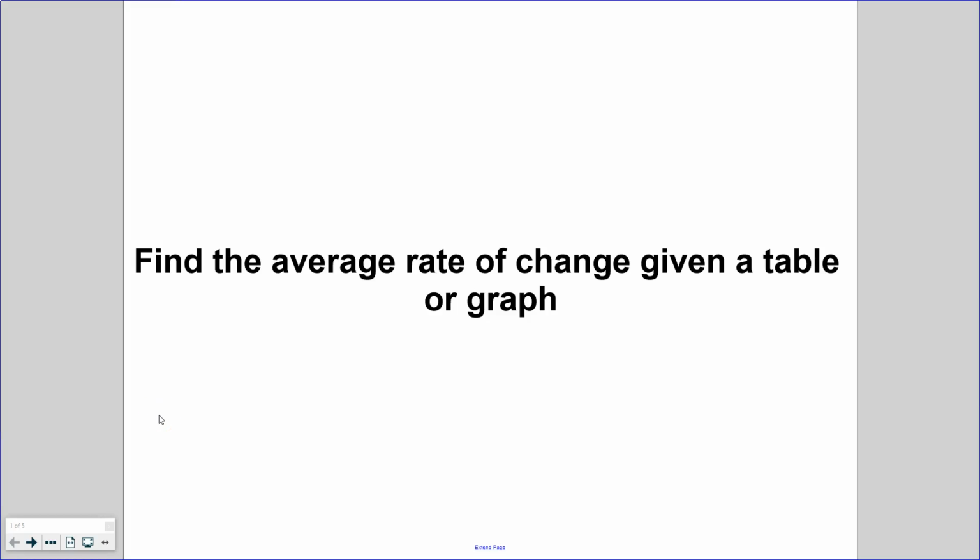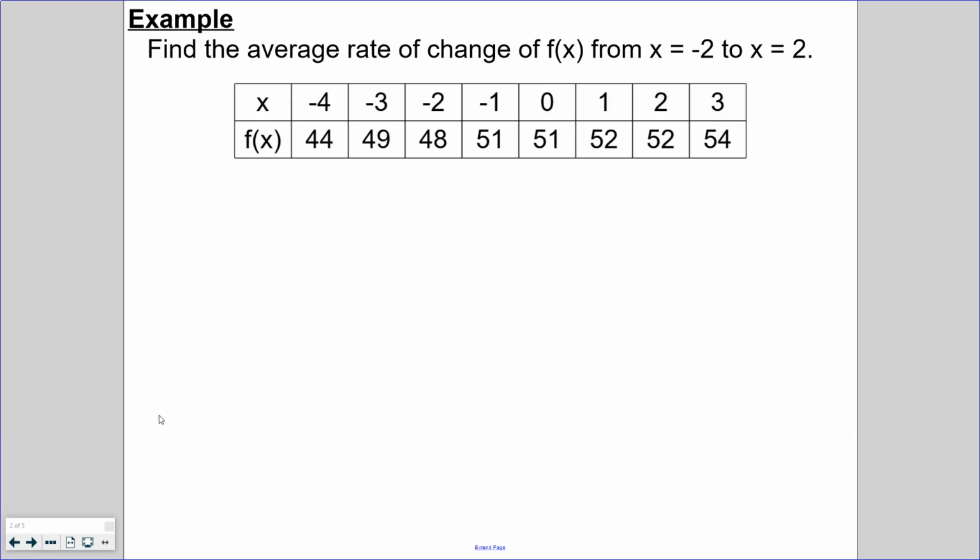Find the average rate of change given a table or a graph. So let's take a look at our first example here. For our first example, we want to find the average rate of change of f of x from x equals -2 to x equals +2. And we're given a table of values to figure out this average rate of change.